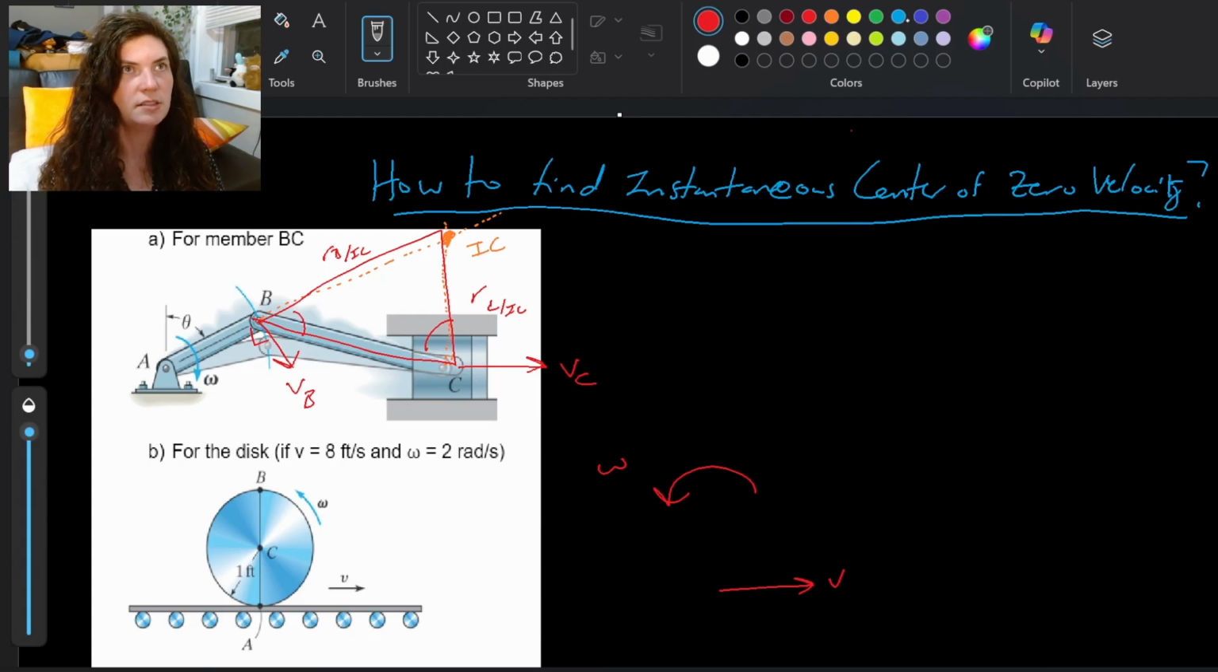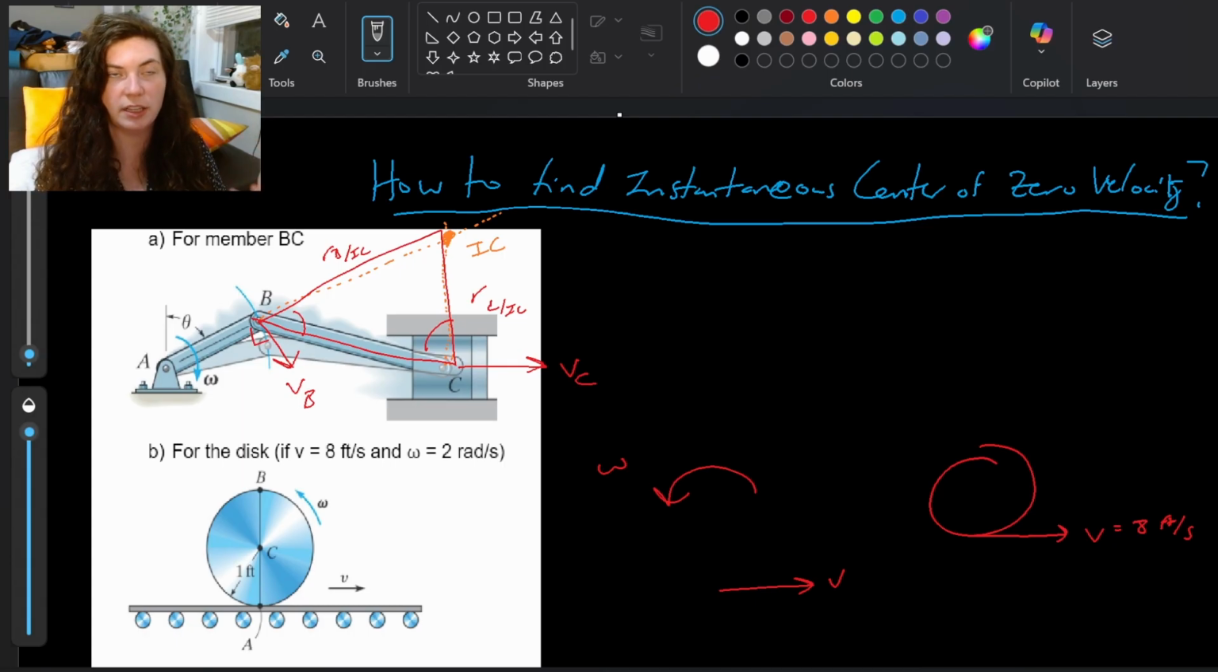So with this, I'll draw my circle again over here. I know that point A is moving with velocity v, and they gave us that that was 8 feet per second, if we felt like actually calculating this out and finding what the value is. This velocity is 8 feet per second, and they gave us an omega of 2 radians per second.